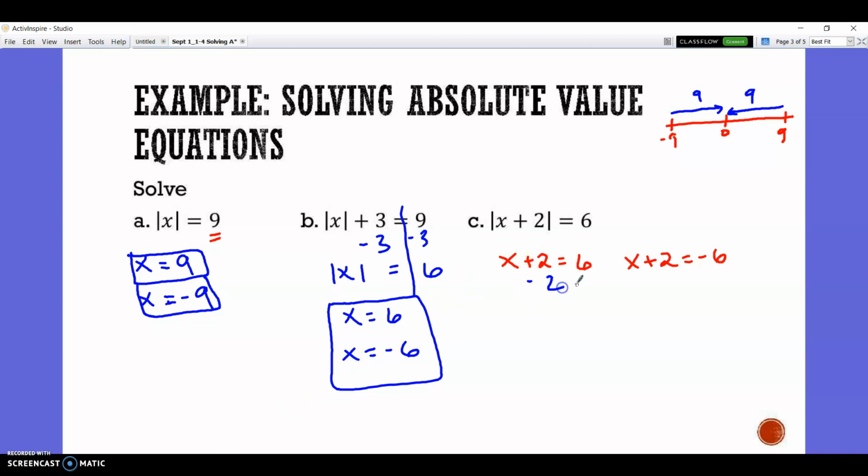So I would subtract 2, and x is 4. Subtract 2, and x is negative 8. So there's our two solutions. Do not automatically assume that both answers are going to be positive and negative of the same number. They could be like this one was positive 4 and negative 8. So they could be completely different numbers.